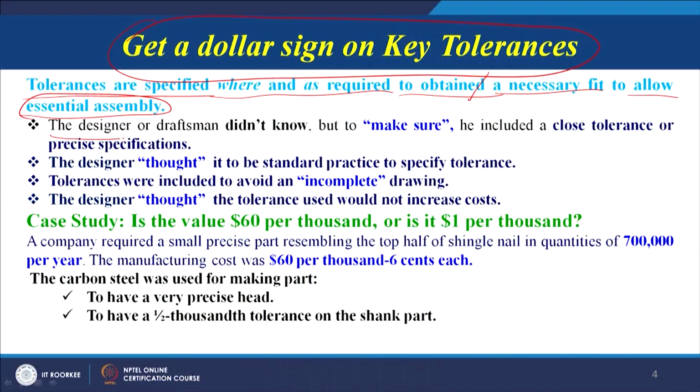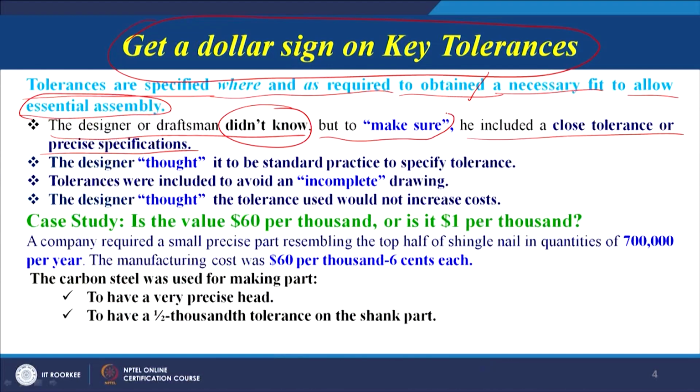Now that tolerance normally may add to the cost of the component. So if we can see that a designer or a draftsman didn't know, so without knowing, he included a close tolerance or precise specifications. Why? Only to make sure. The aim was only to ensure that the two parts fit together. So he was not knowing what kind of tolerance must be given.